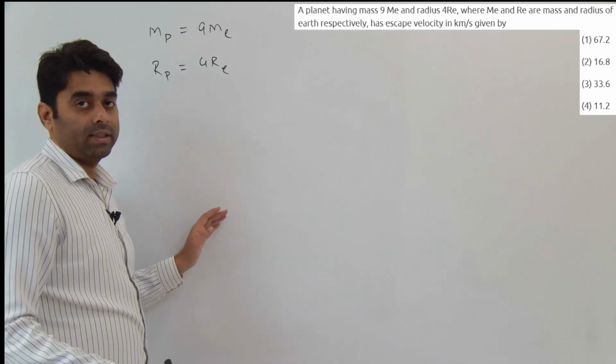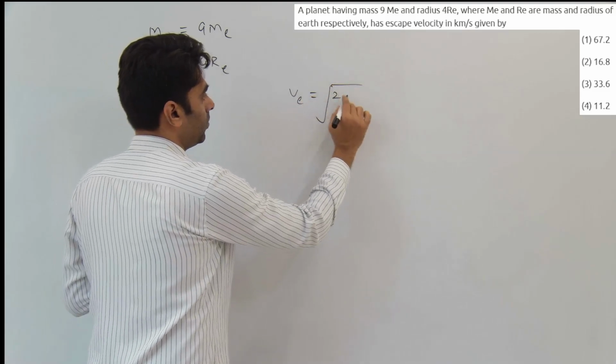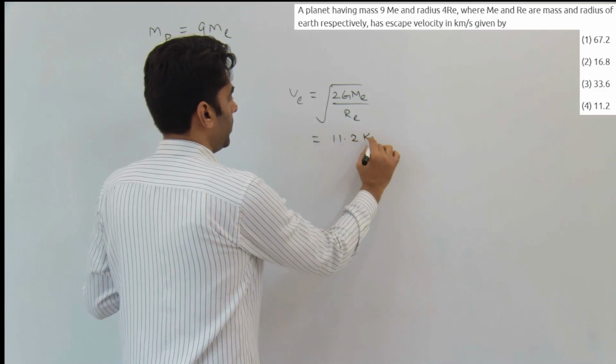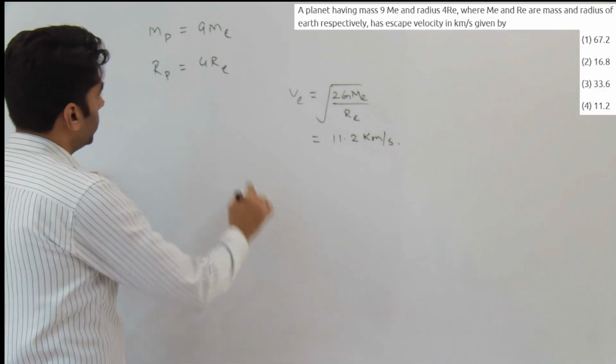Now see over here, what is our escape velocity result given for Earth? Escape velocity, we write it as root over 2G ME by RE, and we should know this, that the value of escape velocity on Earth is 11.2 kilometer per second. Fine, well and good. Now let us write down escape velocity for planet. How much it will be?